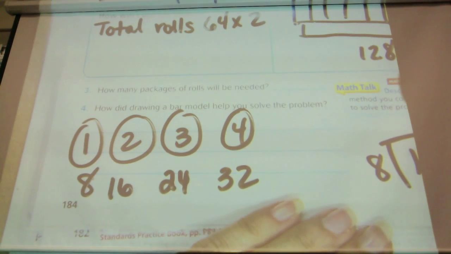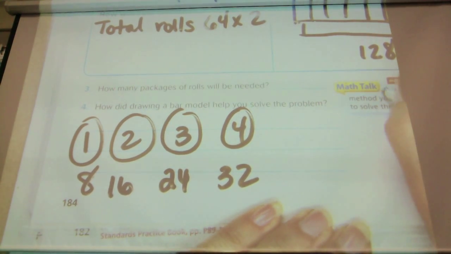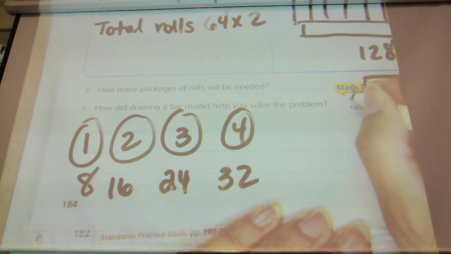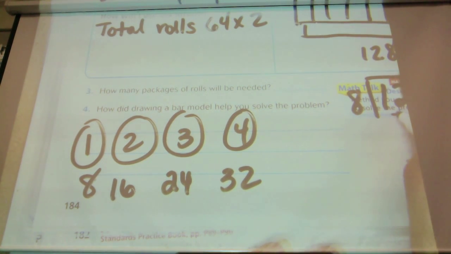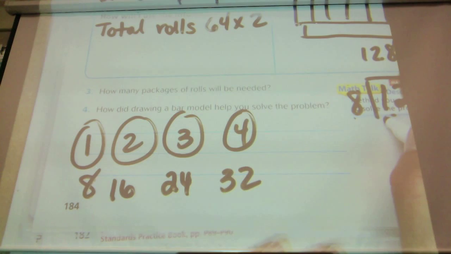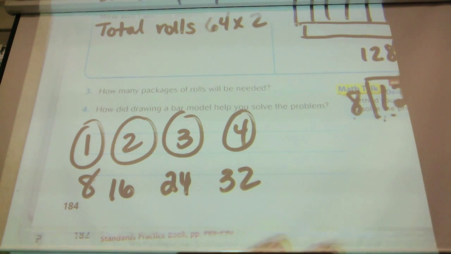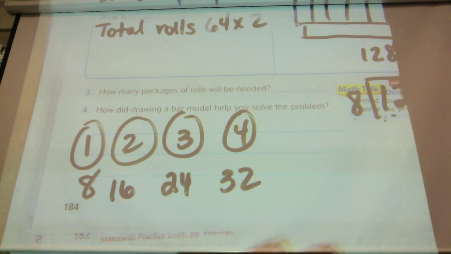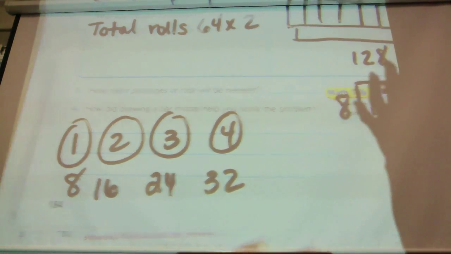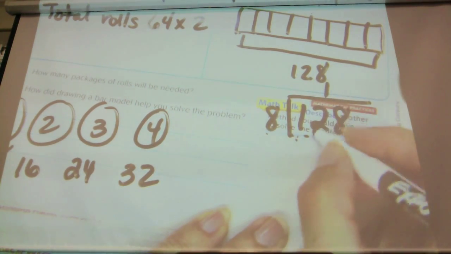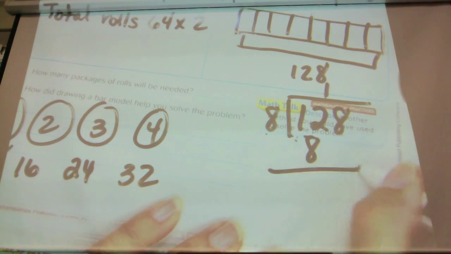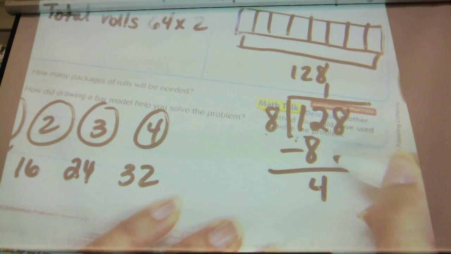Okay. I need to find out, if I have 128 rolls and there's 8 rolls in each package, how many packages I need. How many times does 8 go into 1? 0. How many times does 8 go into 12? 1. I put the 1 over the 2, remember, because that's where I first had a chance. So 12 divided by 8 was 1. 1 times 8 is 8. I subtract, and I bring down the 8.